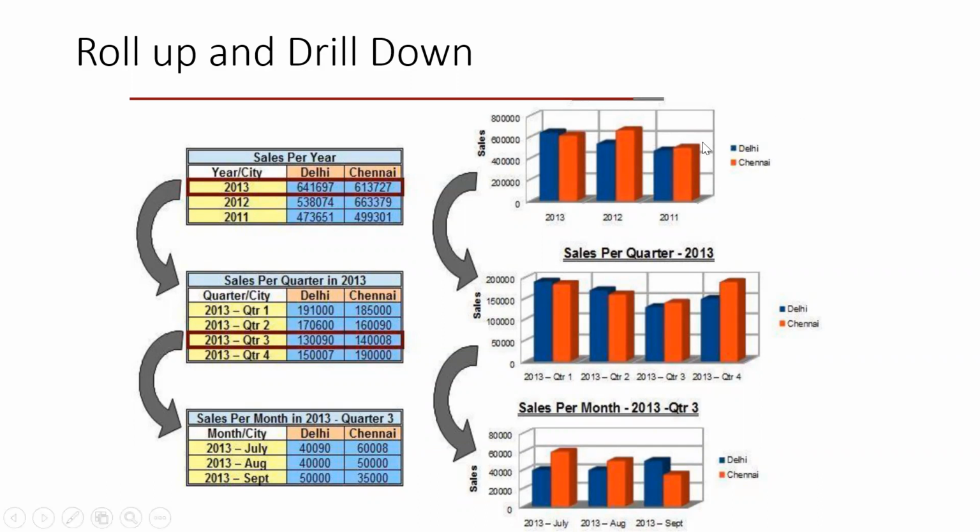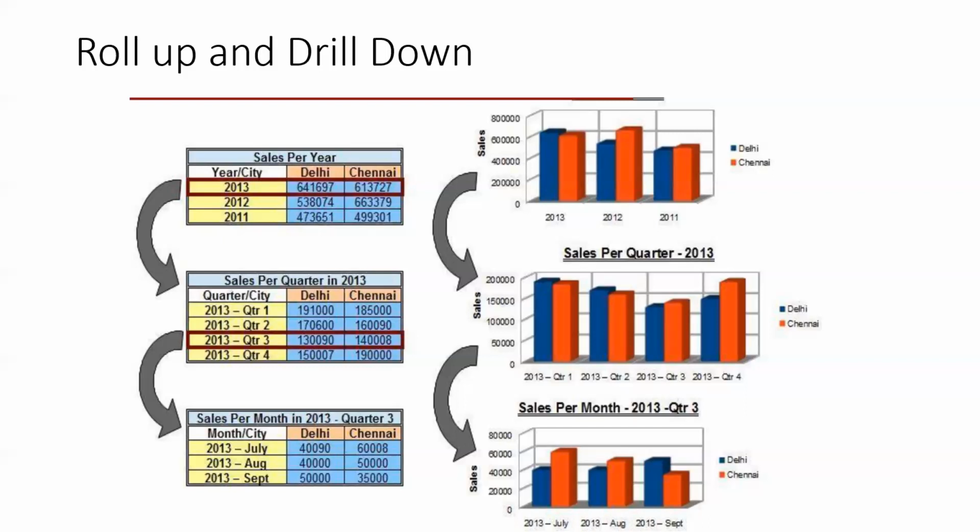The same thing has been represented in graph format as well. At the right hand side, we can see we have double clicked on 2013, then it has been drilled down to 2013 quarters. There are 4 quarters. Now, if I just want to go ahead with the third quarter, okay, double click on this quarter, then it has been split again into July, August, September data. Okay, so it is called drill down.